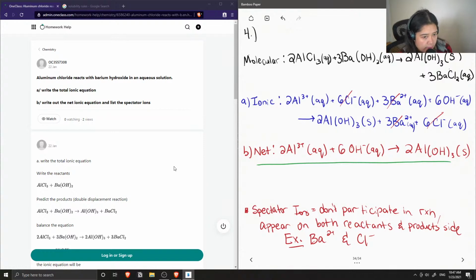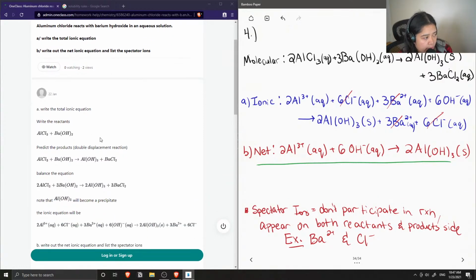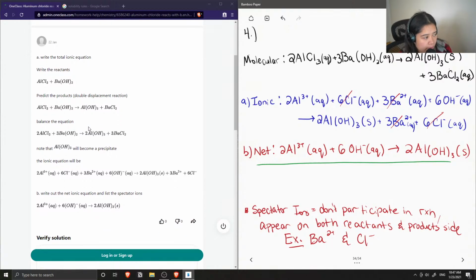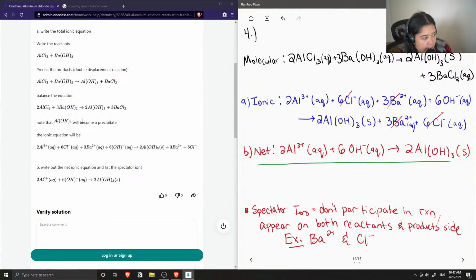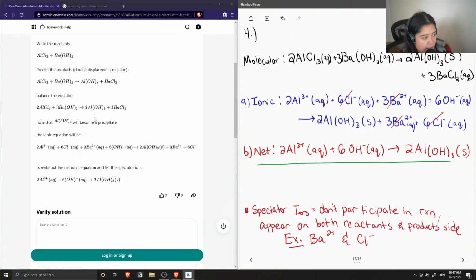So now let's see what the junior tutor said. Write the total ionic equation. Write the reactants, aluminum chloride, barium hydroxide. Predict the products. So when we have a double displacement reaction, they showed the products. And then they balanced the equation. And then noted that the aluminum hydroxide will become a precipitate.